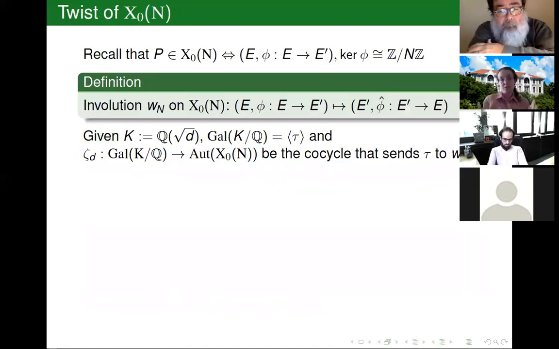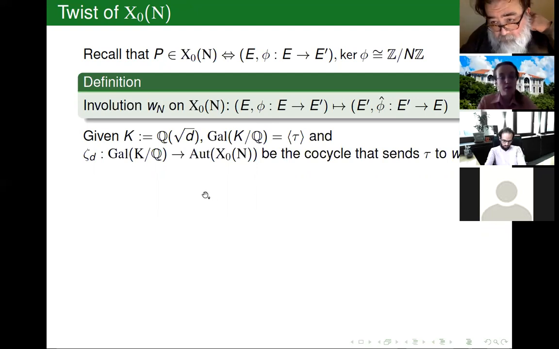Okay, now I want to describe this specific twist that I'm trying to explain. So this definition has a W_n in it. And what is W_n? It's an involution on this classical modular curve. What does it do? It takes this tuple E and the isogeny phi. Phi is an isogeny with kernel isomorphic to Z/nZ. And W_n just switches this E and E' and replaces phi with its dual isogeny. Every isogeny comes with a dual. Okay? So that's an involution. That's an order 2 automorphism of X_0(n).